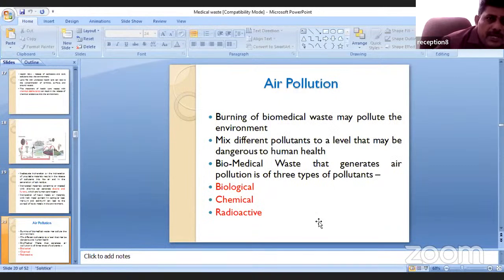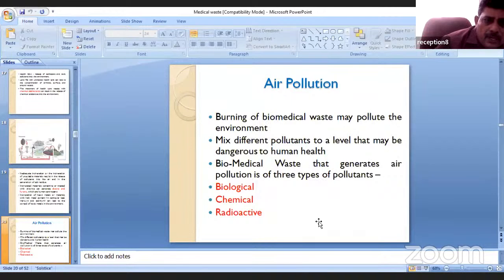Right. So especially in the ecosystem, biomedical waste can cause air pollution. How is it making air pollution? Let us see here. Air pollution may be due to the burning of biomedical waste. So it will pollute the entire biotic system of the ecosystem.